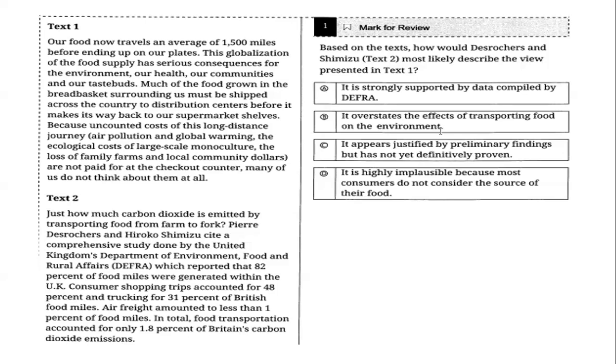See, those who marked D picked up the detailing aspect. Here, the summary is about the distance the food is traveling, and text 2 is saying there is no such effect on the environment. Even though foods are transported long distances, you don't need to worry about the environment. It overstates the effects of transporting food on the environment. Just how much carbon dioxide is emitted by transporting food and farm? That's a rhetorical question, and they have come up with all these details of stats and data.